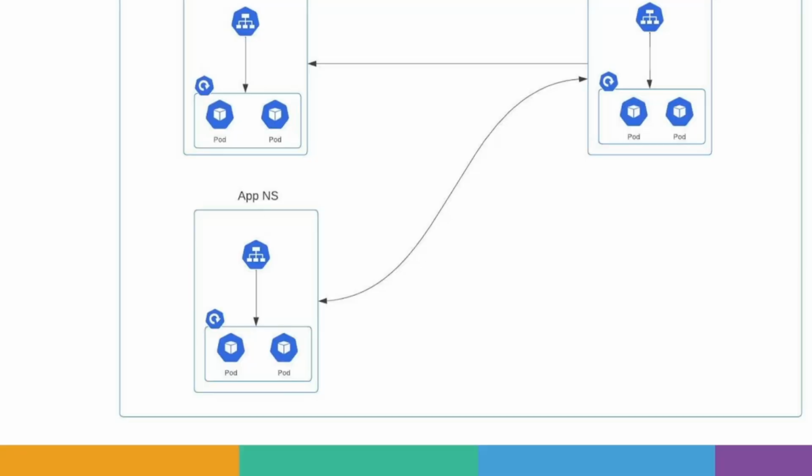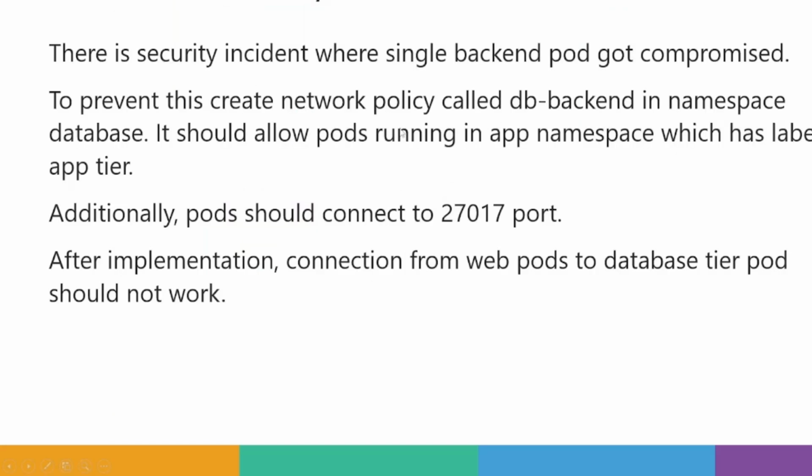Let's go back to the diagram that we have seen earlier. So this is the logical flow of the current environment, and what we need to do next is create a network policy in this database namespace. That network policy with the name of db-backend, and we should select the label as app is equal to tier in the policy.